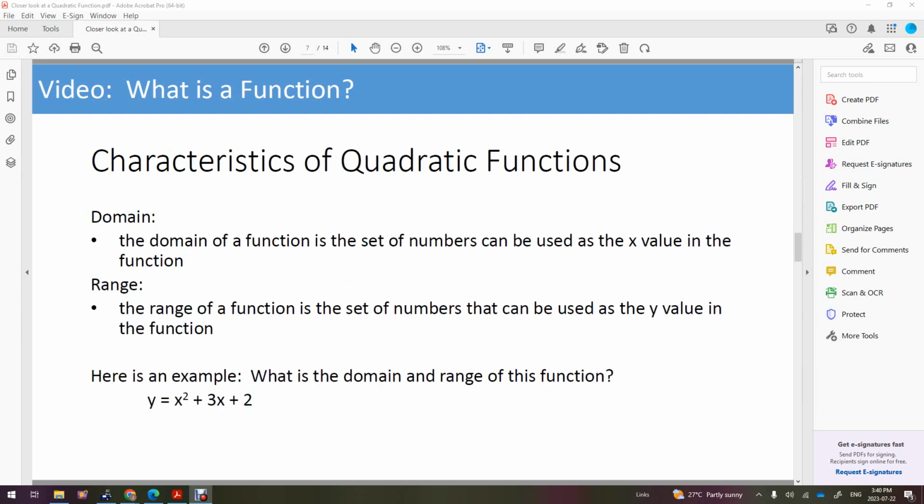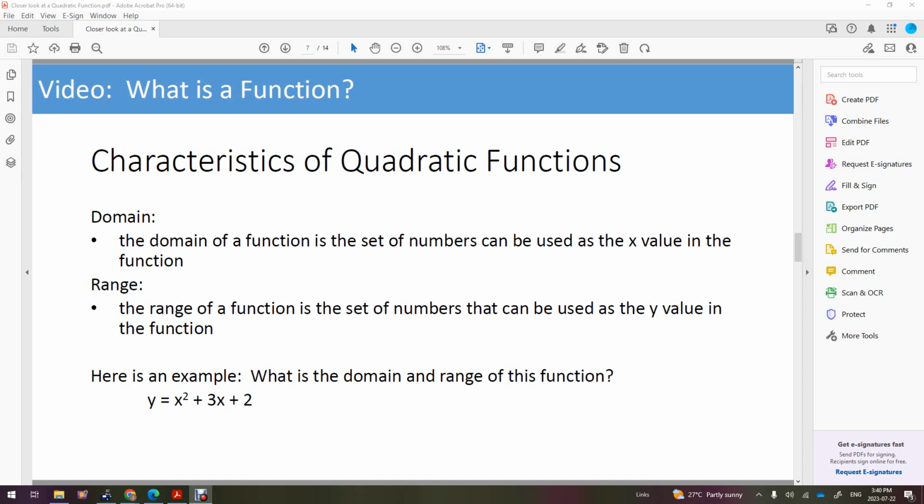We use two words in mathematics, the domain and the range. The domain is the set of numbers that can be used as the x value in the function. The range is the set of numbers that can be used as the y value in the function.